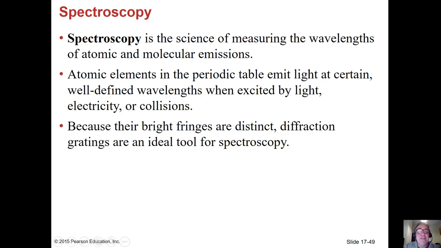So atomic elements in the periodic table have a certain wavelength of light that they emit. Hydrogen has its own signature. Helium has its own signature. So we could use spectroscopy to figure out what these different wavelengths are. If you shine, for example, mercury light through a diffraction grating, you'll get a certain pattern. You send helium light through a diffraction grating, you'll get a certain pattern. And you can use what we just developed for diffraction gratings to figure out what these wavelengths actually are. Okay, good.